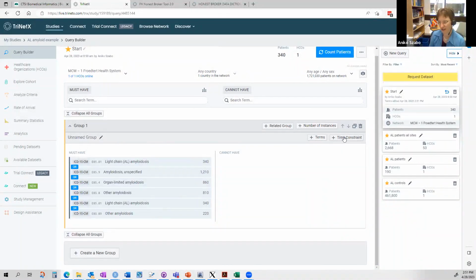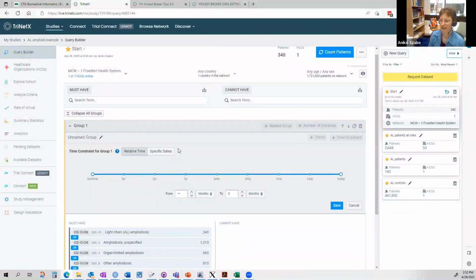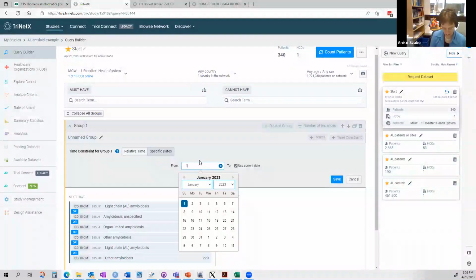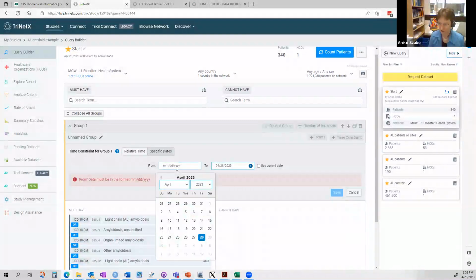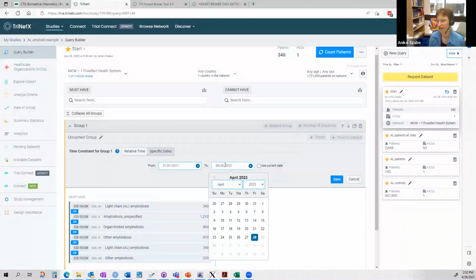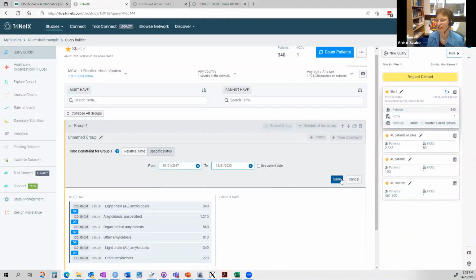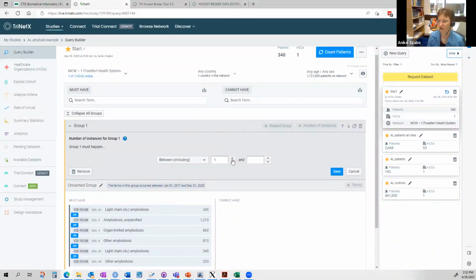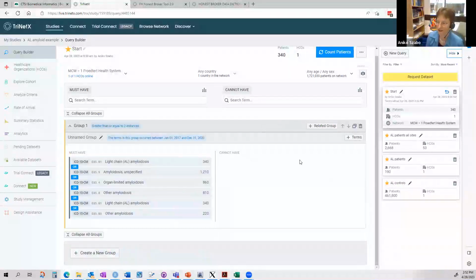I could add a time constraint, a specific date range that this has to happen between, 1/1/2017 to 12/31/2020, whatever my time period is. I can add that it needs to have at least, say, two occurrences. That's not exactly our inclusion criteria, but I can do stuff like that.